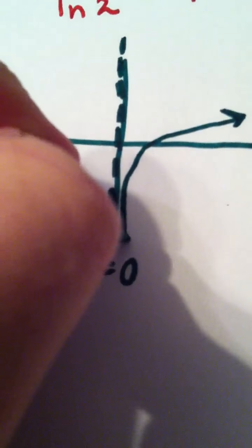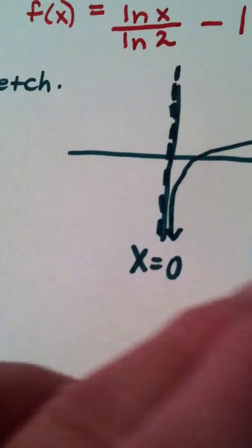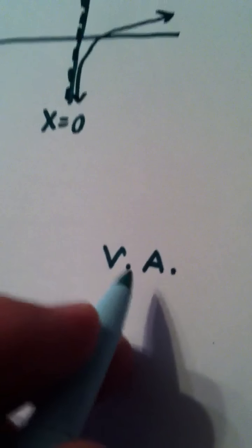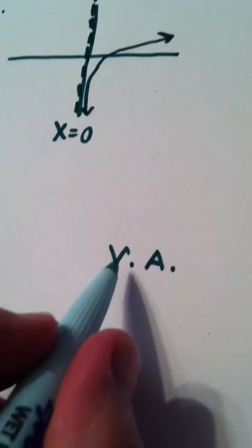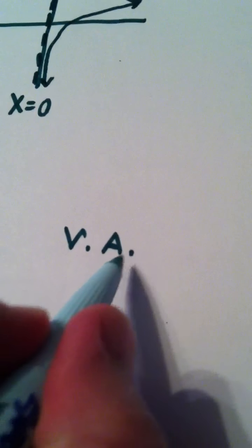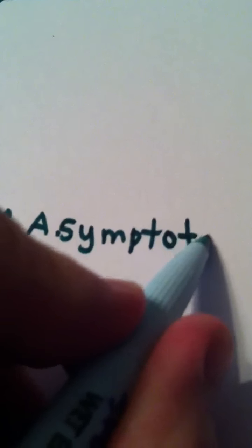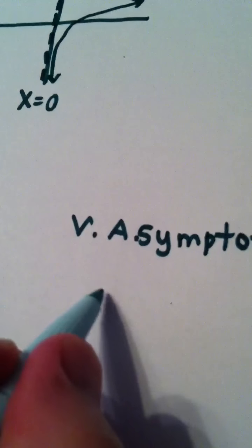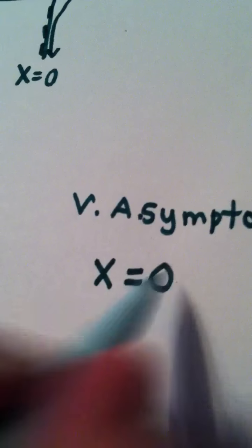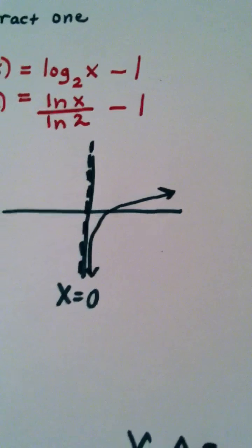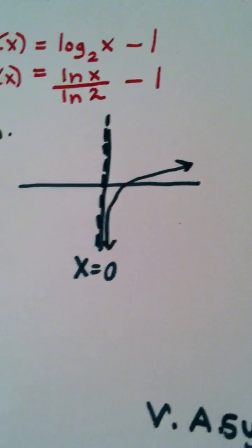Okay? So, for our domain, when I scan from left to right, I have everything, all reals greater than 0, of course not including 0, and my vertical asymptote, asymptote. I always love that P in there. The vertical asymptote is the line x equals 0, which is another way of naming the y-axis. And we're done.